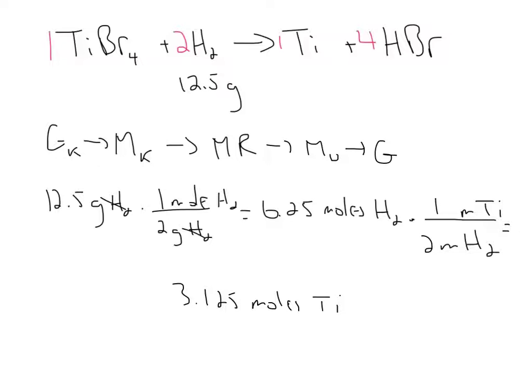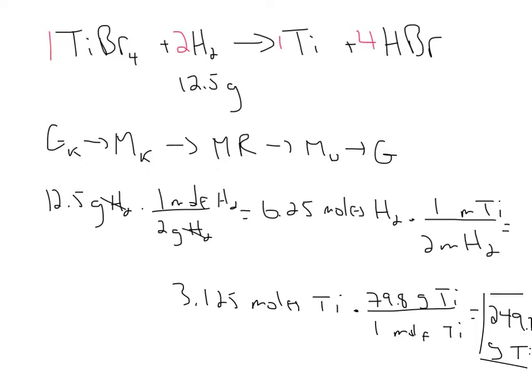And now that we have moles of our unknown, our last step, we want to turn moles of titanium to grams of titanium. So we're going to multiply titanium by its molar mass. So 1 mole of titanium, and then we find the molar mass of titanium, which is 79.8 grams, and we get our final answer of 249.3, that's a 3, grams of titanium. And so that's how you do it.